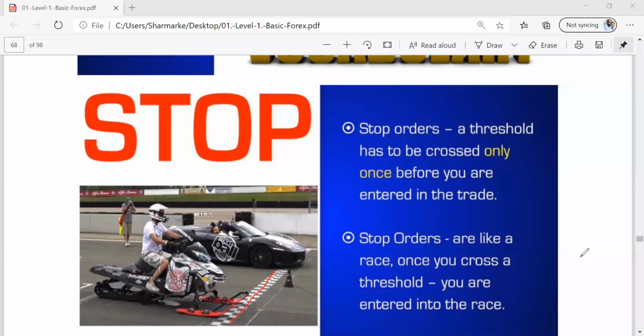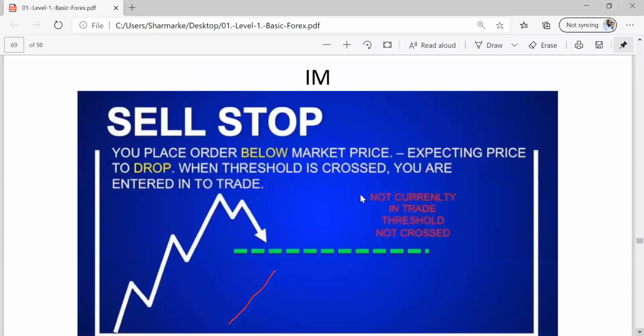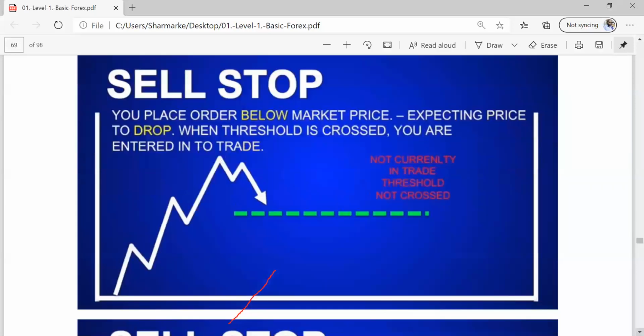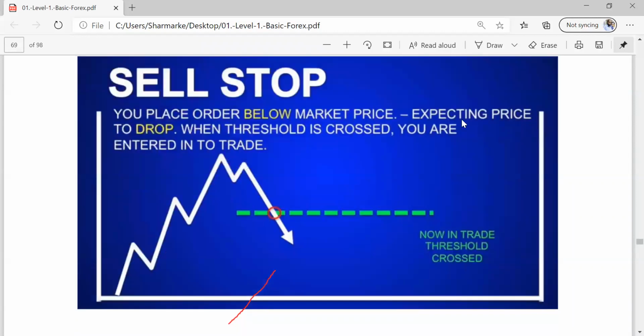Once the buy stop or sell stop has been triggered, here is an example with a sell stop. You place the order below the market price. If you are putting a sell stop, you put it under where the market has not yet reached, expecting the price to drop. And when that is crossed, you are in the game. So that's the way a sell stop works.